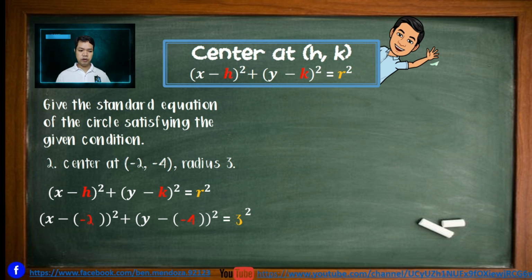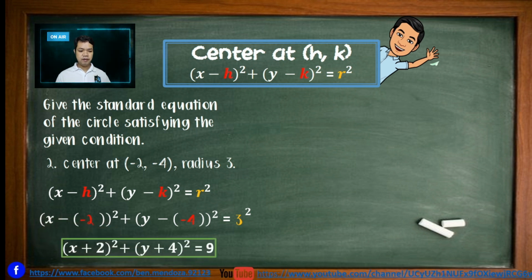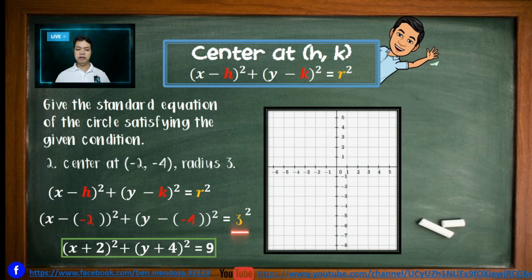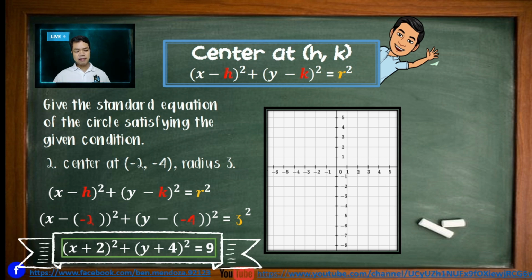Evaluating this equation, what is now x minus negative 2? x minus negative 2 will give us x + 2 squared, while y minus negative 4 will give us (y + 4) squared. Then 3 squared will give us 9. So our final answer becomes (x + 2)² + (y + 4)² = 9.